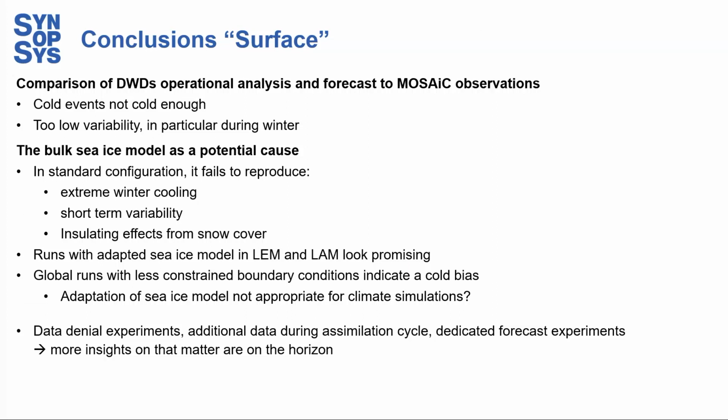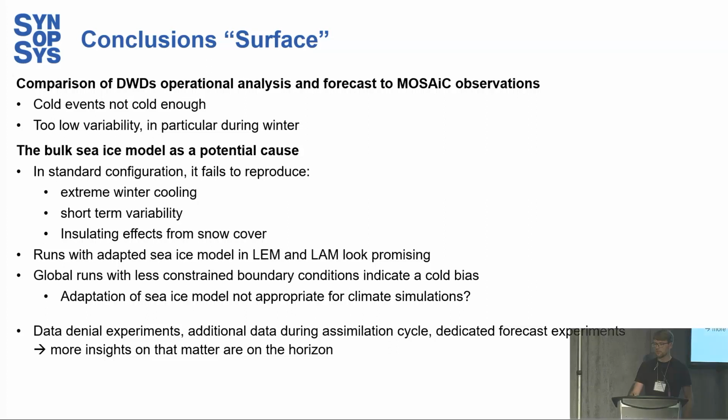Okay, so conclusions on that surface part in my talk. Cold events are not cold enough. The variability is too low, but we also have some kind of solution with the sea ice model. If we reduce the heat capacity there, we are much better able to capture these things.